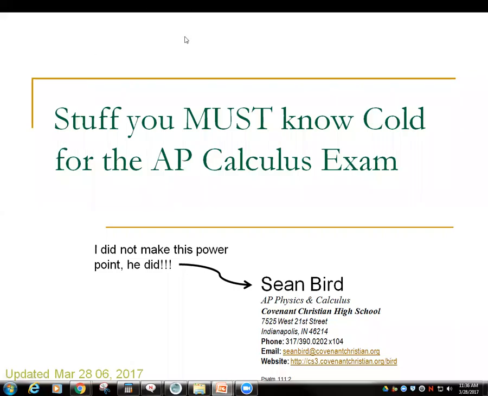All right, guys, it's that time of year when we begin to review for the AP Calc exam. This PowerPoint is titled Stuff You Must Know Cold for the AP Calculus exam. Remember, they do not give you a formula sheet for the AP Calculus exam, so they're not going to give you a list with all the different theorems you have to know, with the differentiation rules or the integration rules or anything like that. Not going to give them to you.